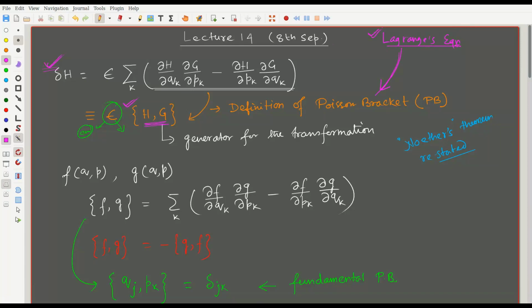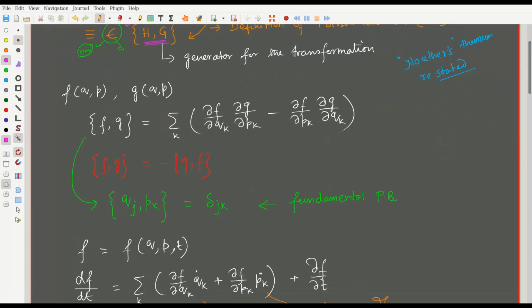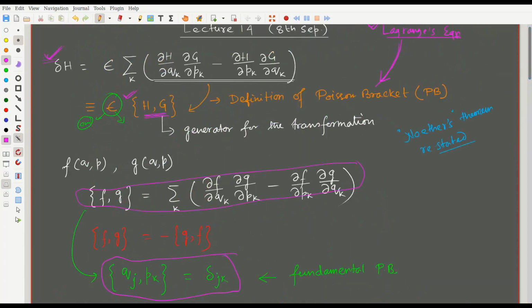Good. Now you might wonder, if I start from here, let's say this is my Poisson bracket, this is the definition of my Poisson bracket. I do not know what it means. This is my definition of my Poisson bracket, and these kinds of things hold. Then I can basically backtrack all my steps from here to here, and from here to here, and then I can go back to my Lagrange's equation.